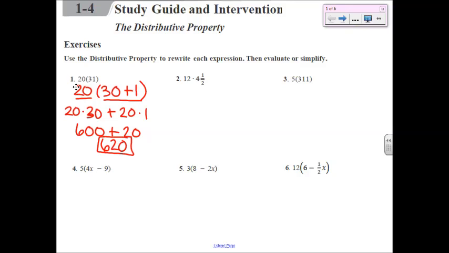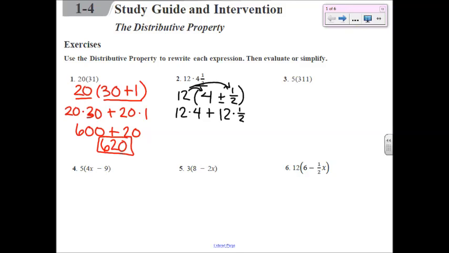Okay, in the next one as well, it doesn't look like a distributive property problem, but recognize that a fraction, like 4 1/2, actually means 4 plus 1/2. So we're going to rewrite that as 12 times 4 plus 1/2. And now again, we have a distributive property. So I'm going to write that out, where the 12 goes and multiplies by both things inside. So 12 times 4, and then keep the operator in between. So plus 12 times 1/2.